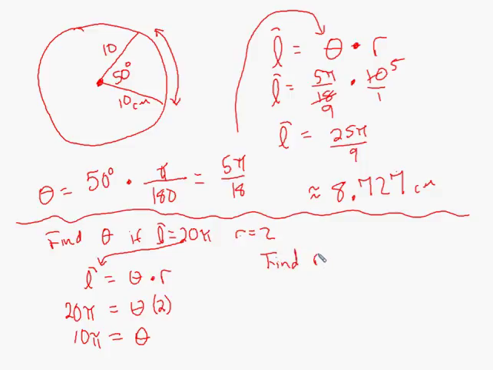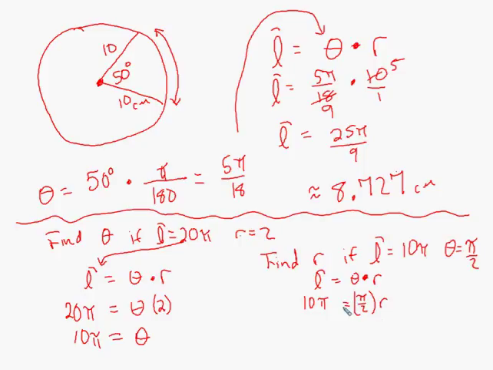Let's find the radius if the arc length is 10 pi and the angle is, let's say, pi. I could put any numbers there. Actually, let's make it harder. Let's say the angle is pi over 2. All right, so I have my formula. I put in 10 pi for my arc length, my angle times my radius, so pi over 2 times radius.